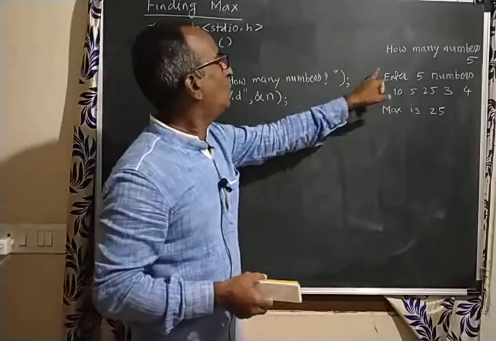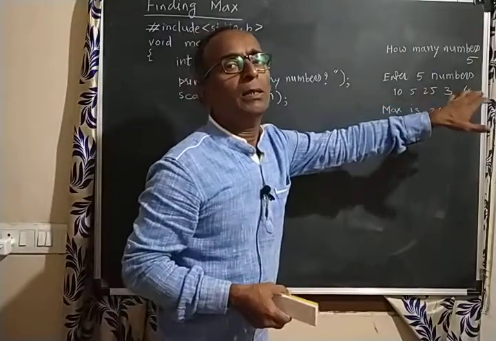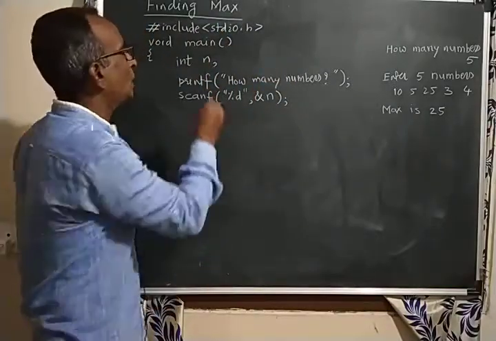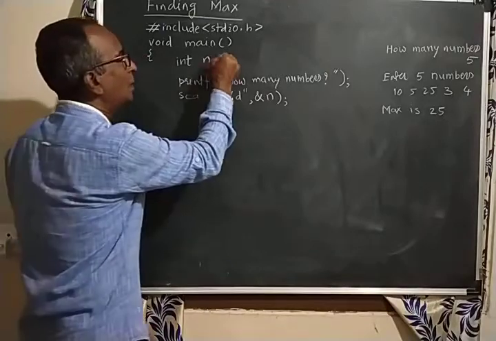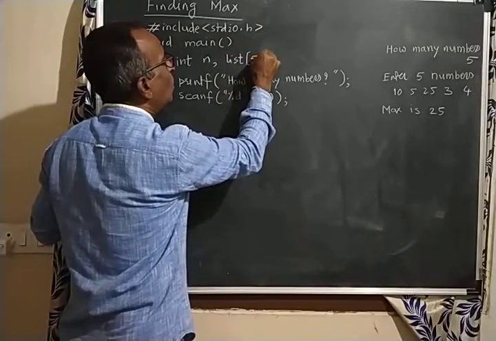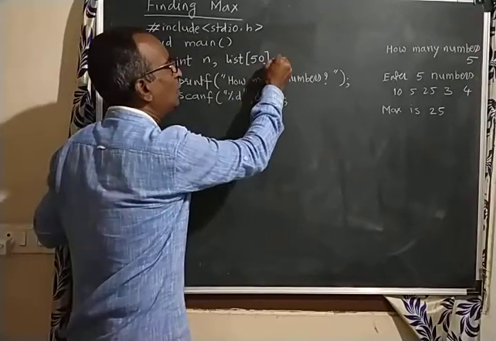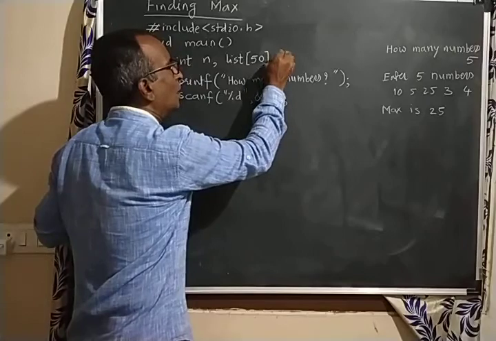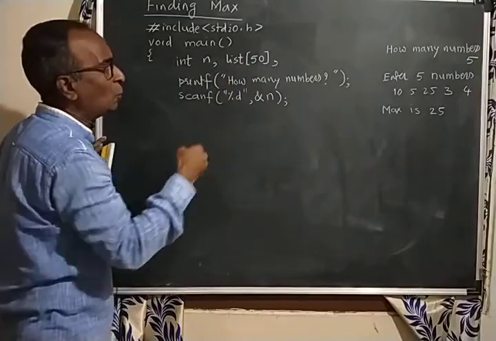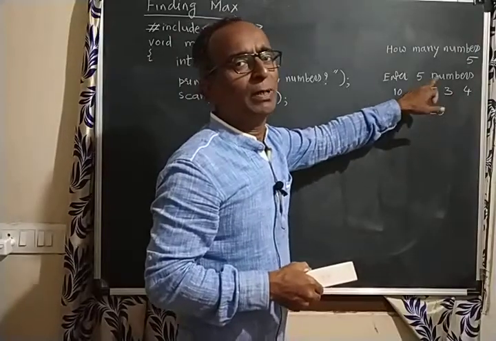Simple. Now I have to read 5 numbers and store them in an array, because we want to read into a list. So I need an array of some numbers. I'll overestimate this list so that whatever n will be, that many numbers can be stored. So list of 50. Now I want to read. The first number should go in list of 0, the second number in list of 1, like that.